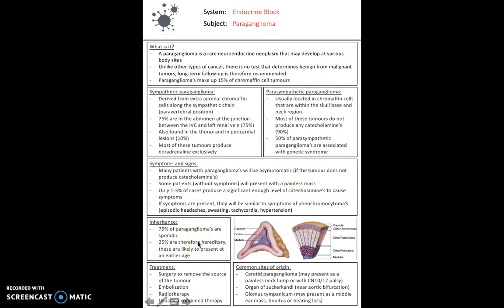75% of these conditions are sporadic, but 25% are hereditary, and therefore likely to present at an earlier age in the hereditary form. There are several different locations as to which they can arise, but the common sites of origin include those such as the carotid paraganglioma, and these can present as a painless neck lump with cranial nerve 10 or 12 palsy. That's everything for this video.